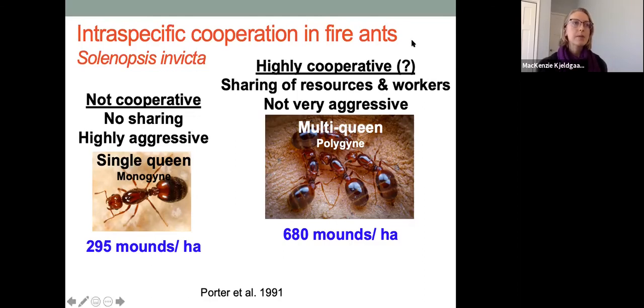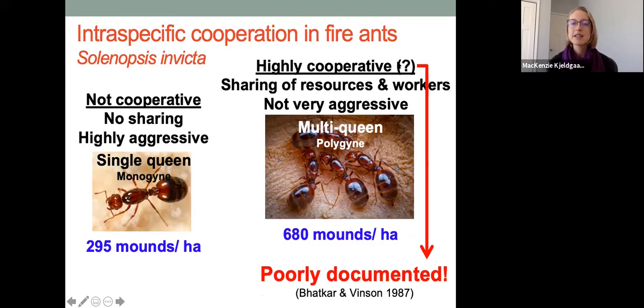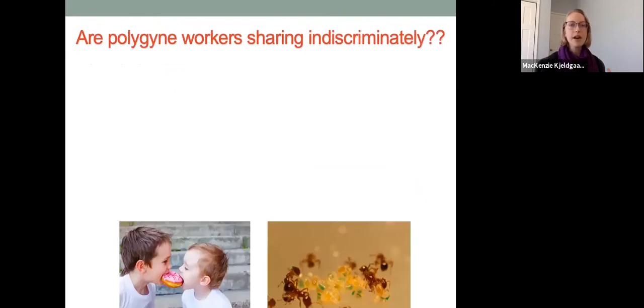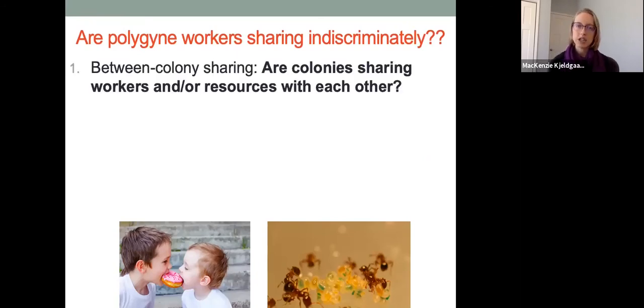But you might notice that I put a question mark here, and that's because this cooperative behavior between multi-queen colonies is actually poorly documented in the field, except for a single study by Bhatkar and Vinson in 1987. So I wanted to really examine whether these multi-queen colonies are actually sharing with each other. And I wanted to look at this in two different ways. So first, between colony sharing.